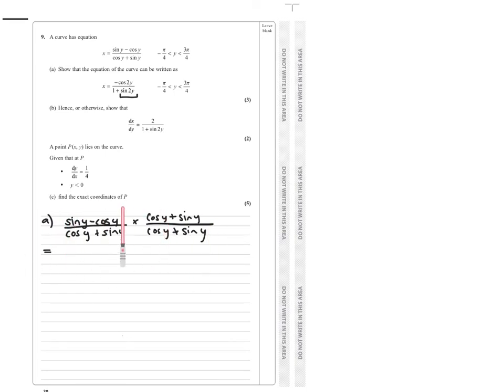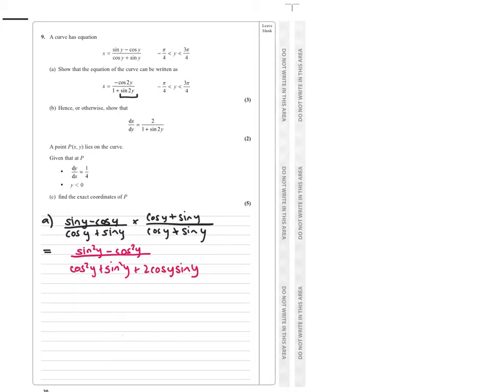So I'm just going to go ahead. Sine times cos is sine cos, minus cos times sine, they're going to cancel out because we do have the difference of two squares. So in the numerator, I'm going to get sine squared y minus cos squared y, all over my denominator, which is cos squared y plus sine squared y plus 2 cos y sine y.